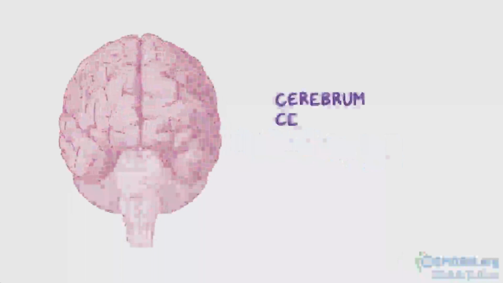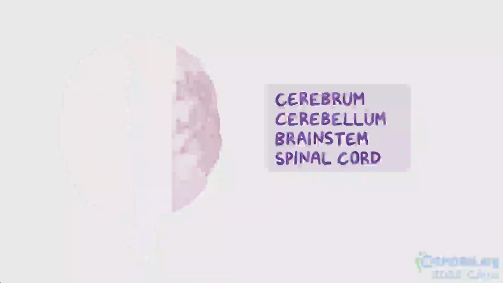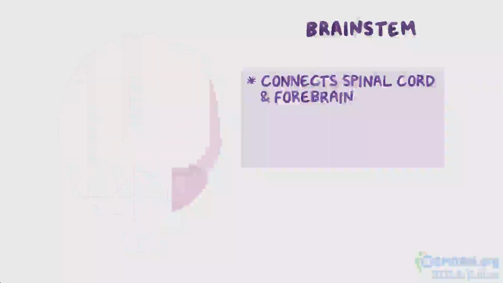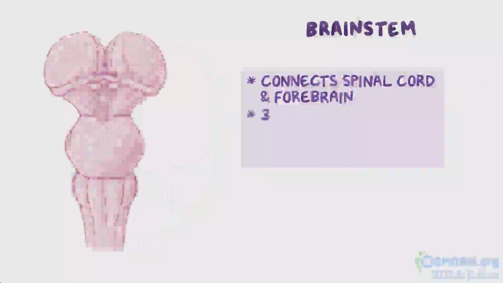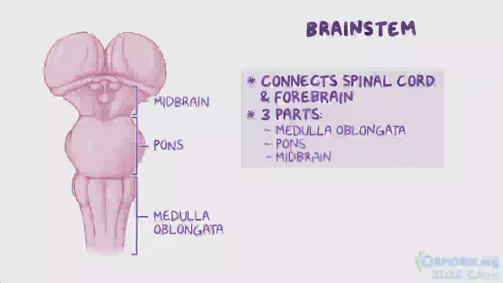Our central nervous system is made up of the cerebrum, the cerebellum, the brainstem, and the spinal cord. The brainstem is a trunk-like part that sits in the posterior cranial fossa and connects the spinal cord inferiorly with the forebrain superiorly. The brainstem can be divided into three parts. From caudal to rostral, these parts are the medulla oblongata, the pons, and the midbrain.